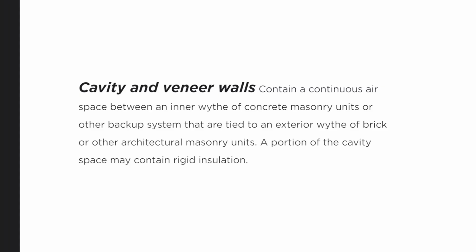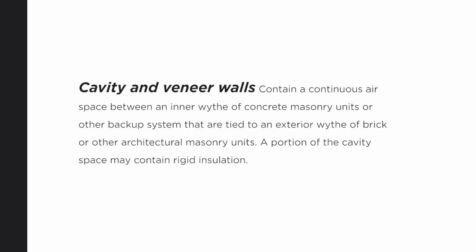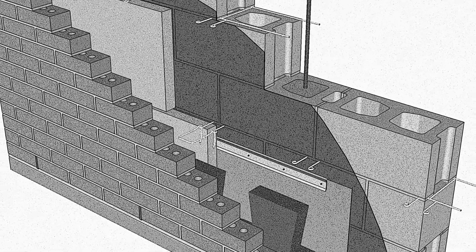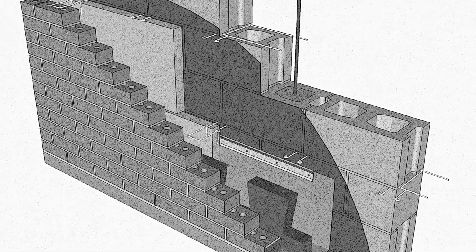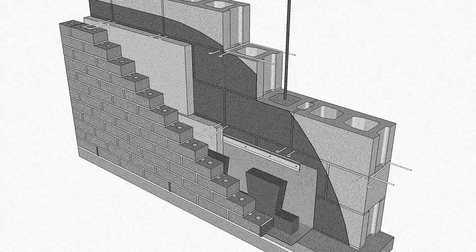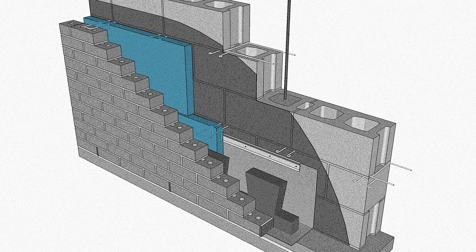Cavity and veneer walls contain a continuous airspace between an inner width of concrete masonry units or other backup system that are tied to an exterior width of brick or other architectural masonry units. For simplicity's sake, both of these walls will be referred to as cavity walls for the balance of this module. Insulation may be incorporated into the cavity of these assemblies.